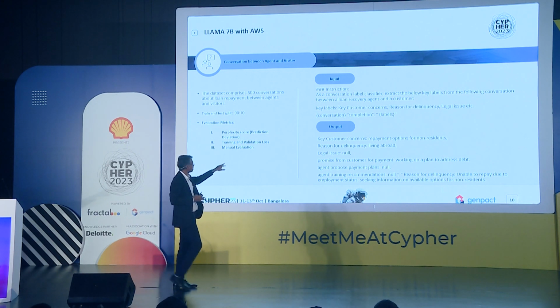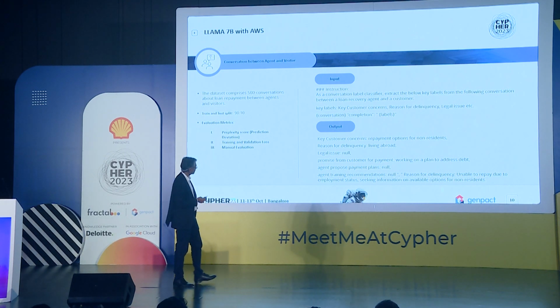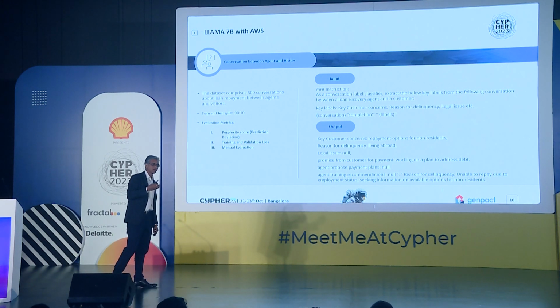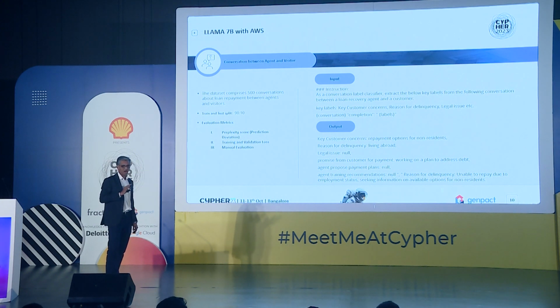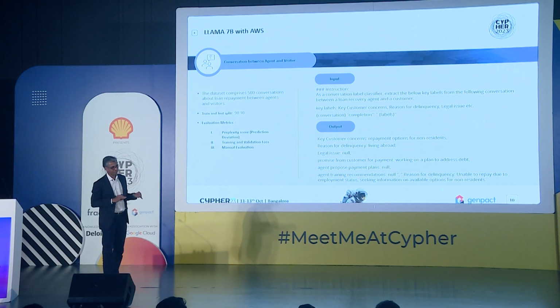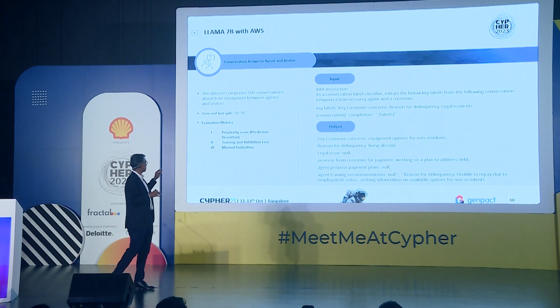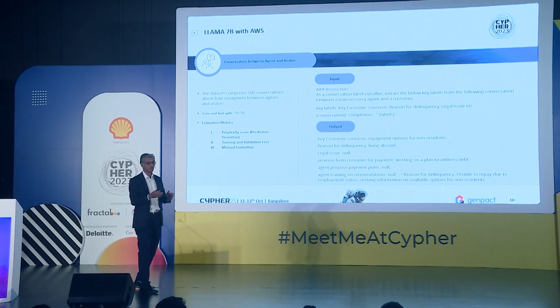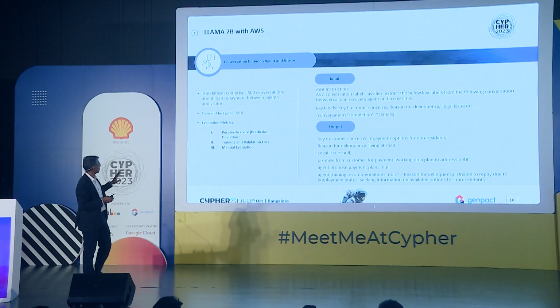So the key customer concerns, reasons for delinquency, legal issues, all those things, the model has to go and analyze the sample and get the insights out of it. So this is the input and output expected, and the evaluation metric here is perplexity, and we tracked the loss of the model and the manual evaluation. Any model that we create as a process, we give it to SMEs. SME sign-off is required before we get into production.